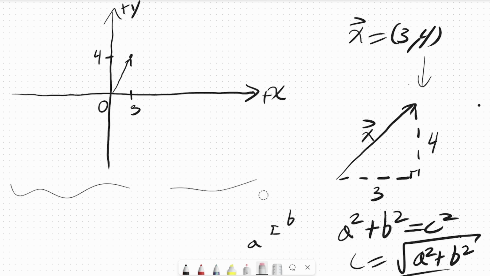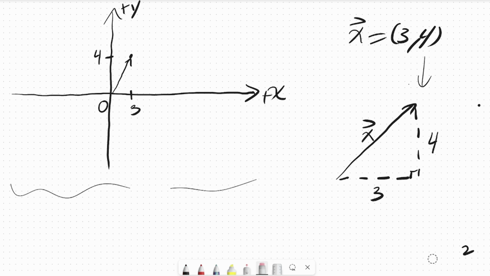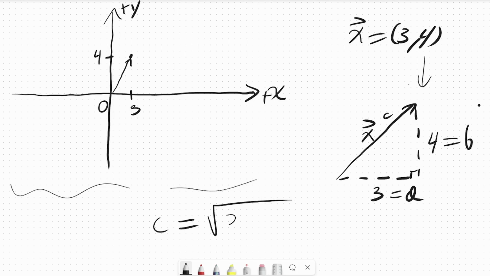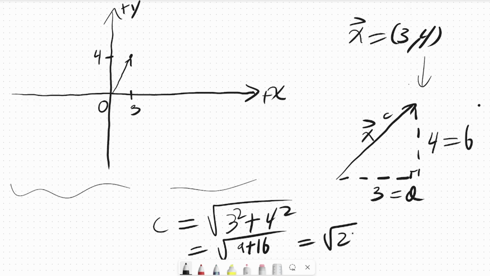So that means here, the length of our vector is just going to be C. Here, this is going to be A, this is going to be B, and that tells me that C is going to be root 3 squared plus 4 squared. This is going to be the square root of 9 plus 16, which is the square root of 25. The square root of 25 is going to be 5.